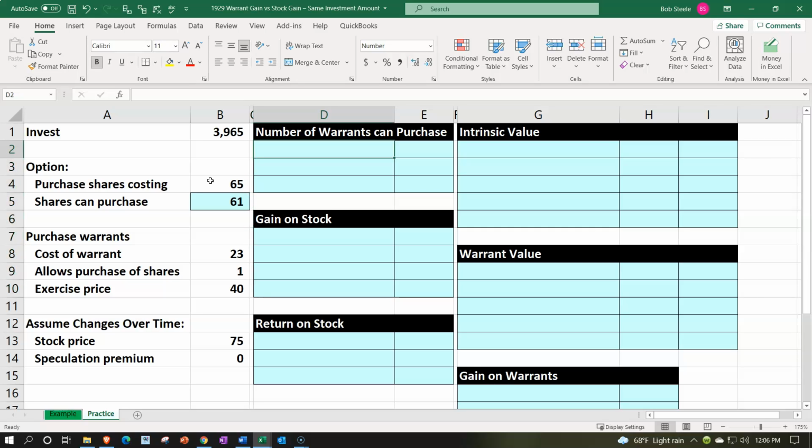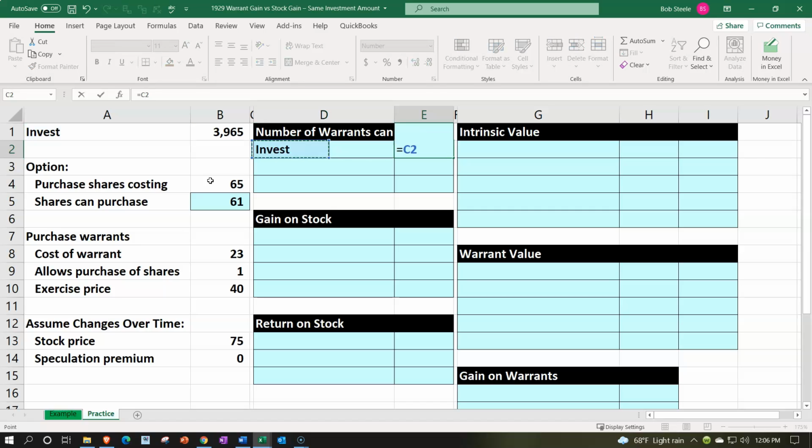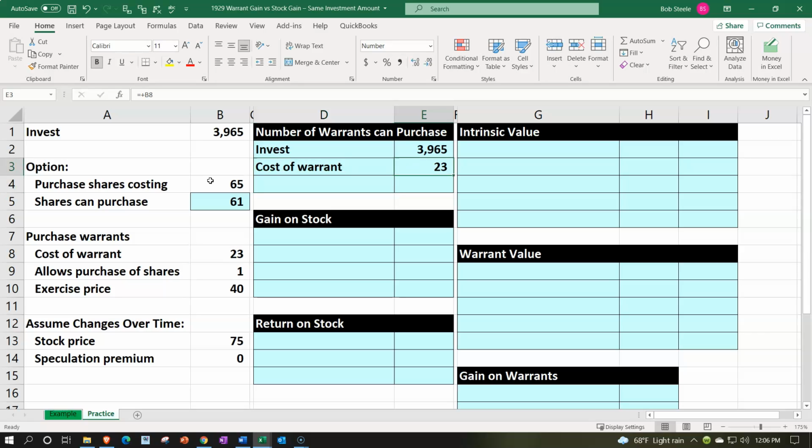Let's first think about how many warrants we can purchase if we have the same investment of the $3,965 that we're going to be putting in, and we're going to say that the warrants cost $23 each. Then we could figure out how many warrants we could buy. Of course, we can buy more warrants than stocks because the warrants are cheaper. Font group underline. This is going to be our number of warrants.